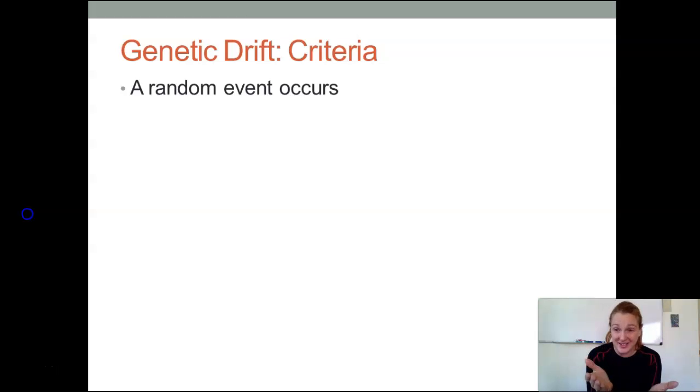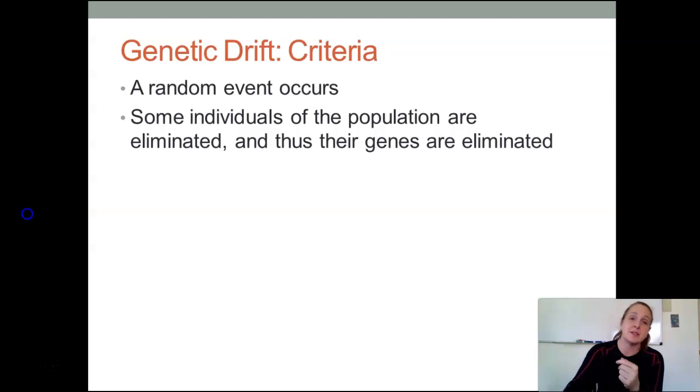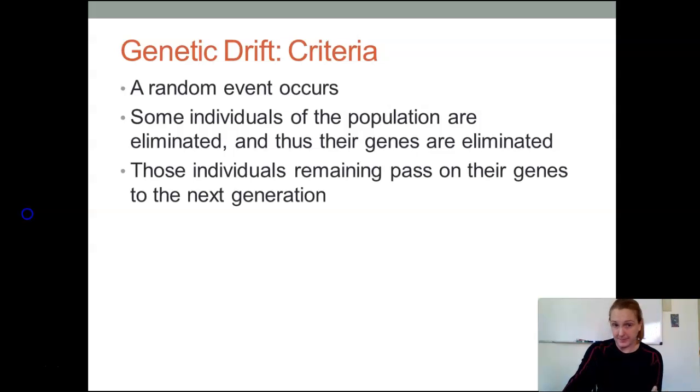Even human activity is a random event. We put in a road. We tear up part of the prairie, the landscape, or the forest to build a house. Our activity is a random event from that individual organism, from the species point of view. So with genetic drift, the emphasis really is going to be on a random event. Some individuals of the population die, and when they die, their genes are eliminated, whatever genes those may be.